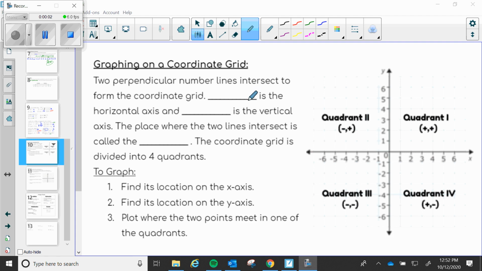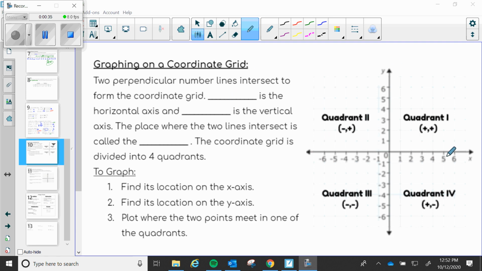Hello, hello. So today's lesson is on graphing on the coordinate plane. We're going to start plotting our points, not just on a number line, but in a coordinate plane. So this is what a coordinate plane looks like. The technical definition is two perpendicular number lines, which means they intersect, that intersect to form the coordinate grid.